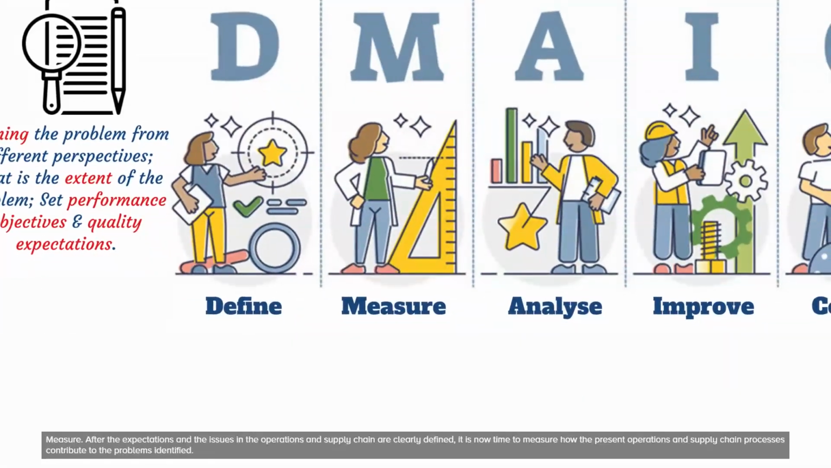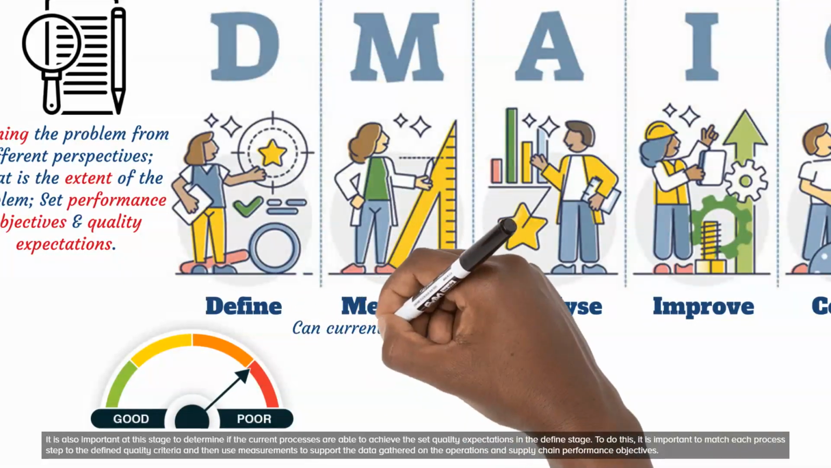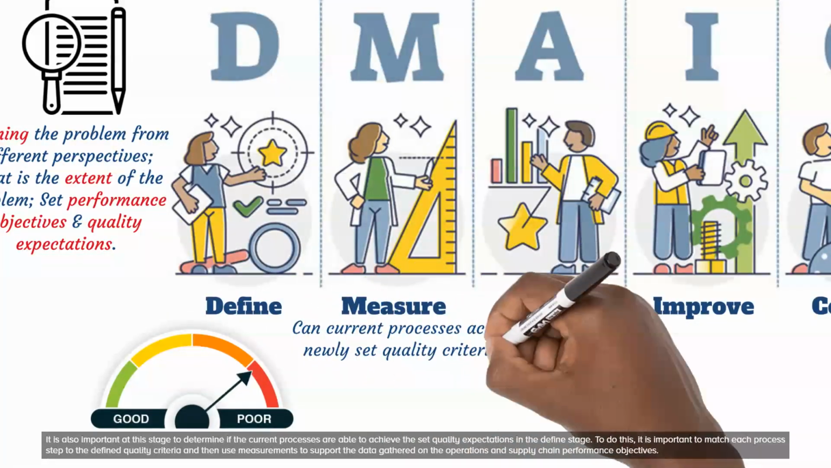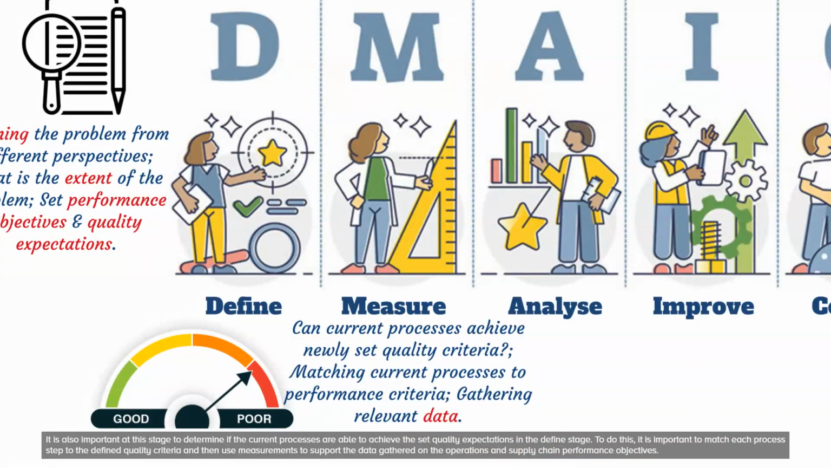Measure. After the expectations and the issues in the operations and supply chain are clearly defined, it is now time to measure how the present operations and supply chain processes contribute to the problems identified. It is also important at this stage to determine if the current processes are able to achieve the set quality expectations in the define stage. To do this, it is important to match each process step to the defined quality criteria and then use measurements to support the data gathered on the operations and supply chain performance objectives.